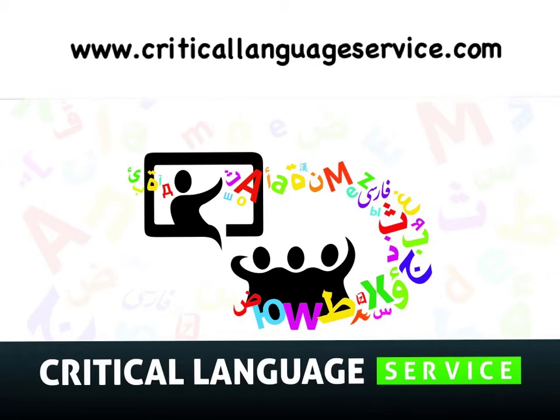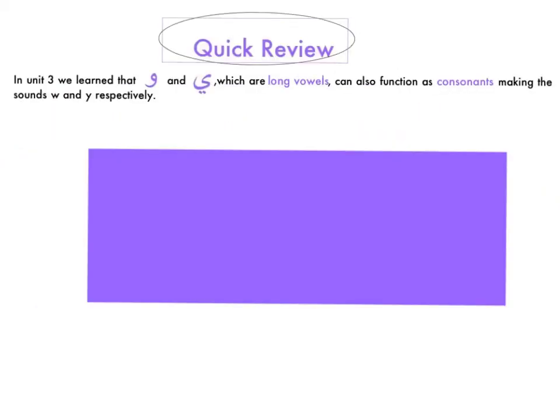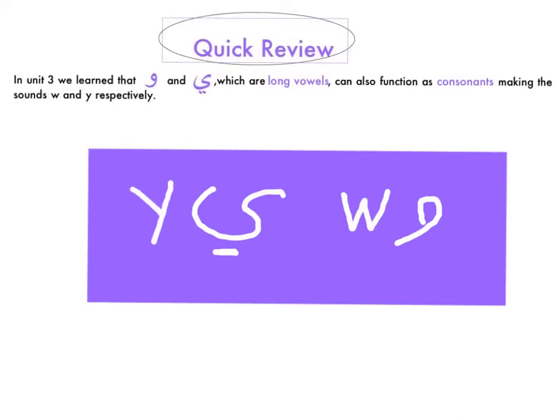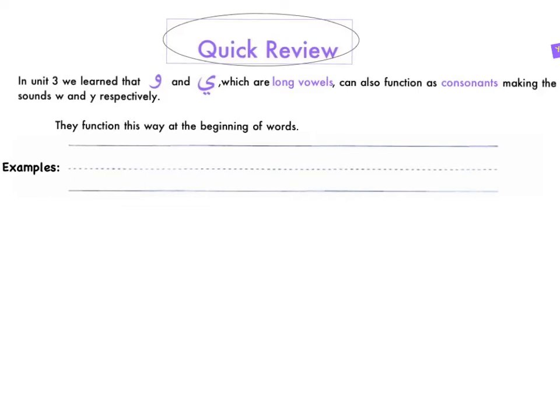www.criticallanguageservice.com. Quick review. In Unit 3, we learned that waw and ya, which are long vowels, can also function as consonants, making the sounds wa and ya respectively. They function this way at the beginning of words. Let's look at some examples.